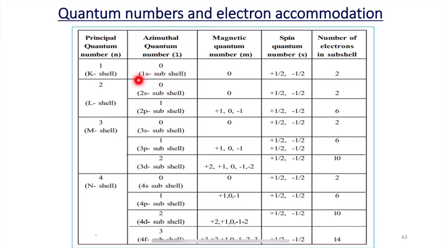azimuthal quantum number, here 1s is the subshell. In n equals 2, that is the L shell, 2s subshell or 2p subshell is possible. If we move on to the M shell, 3s, 3p and 3d subshells are possible, and if you move on to the N shell, there 4s, 4p, 4d and 4f are the possible azimuthal quantum numbers which we can observe.